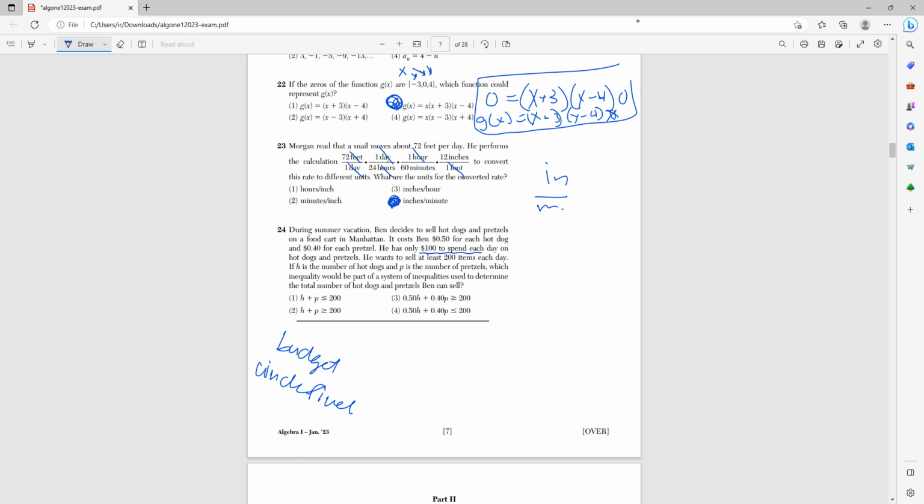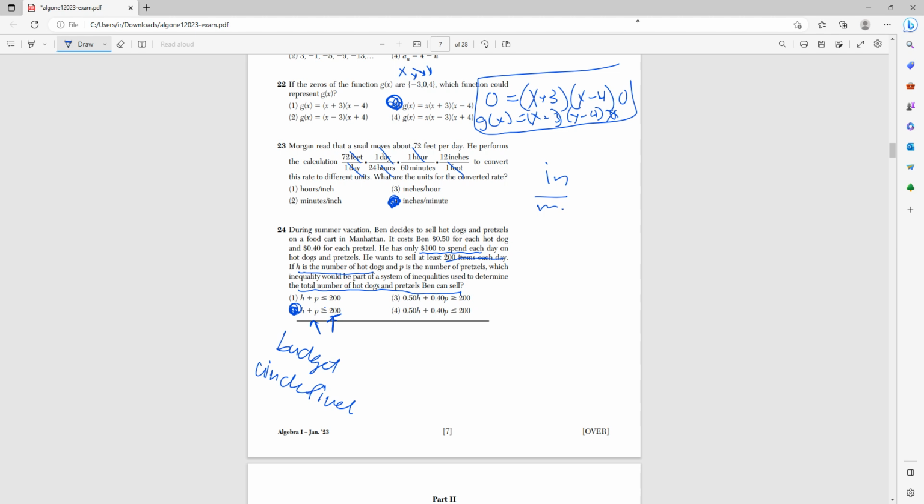But it says that he wants to sell at least 200 items each day, right? And H is the number of hot dogs and P is the number of pretzels. Which inequality would be part of a system of inequalities to determine the total number of hot dogs and pretzels he can sell? What he sells has to be at least 200 items, and the only one that represents this is choice number 2, right? Because if he wants to sell at least 200 items, the total of hot dogs and pretzels that he sells, H plus P, has to be equal to 200 or greater than 200. And that's the only expression that represents that.